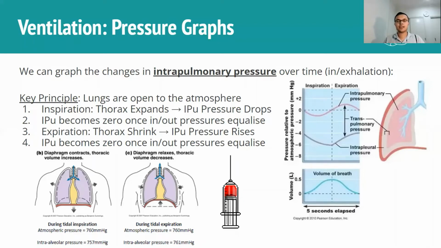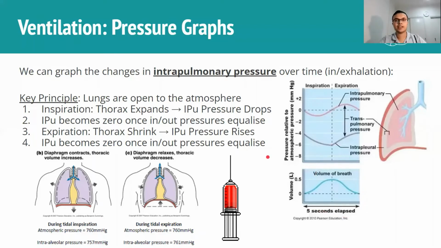So it's important to understand that the changes in pressure that happen during inspiration and expiration relative to the outside are transient or temporary, because what's happening is that gas is either going to move in or out to ensure that in the end, the pressures inside and outside are the same.